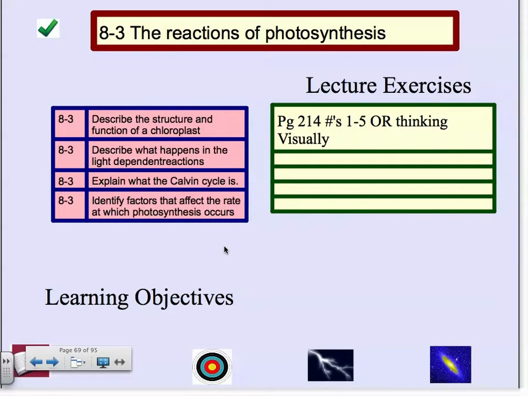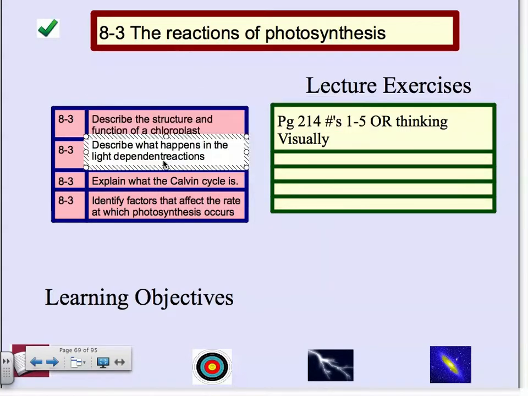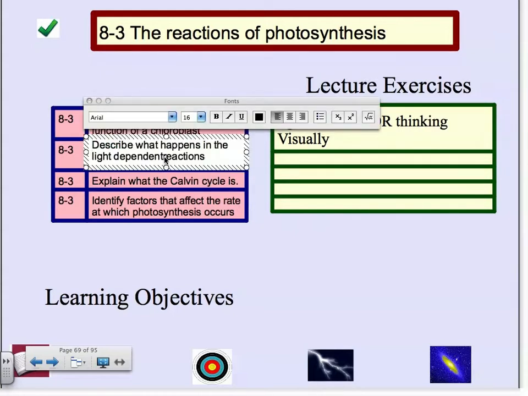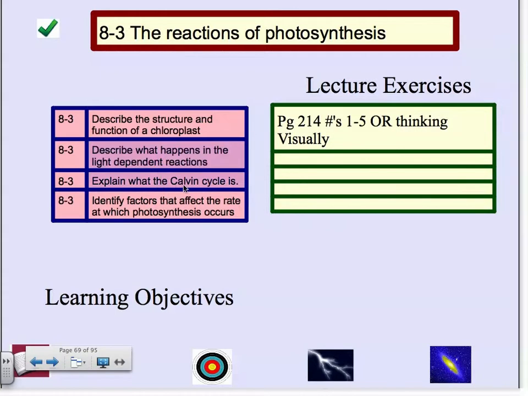Learn. Our goal is to describe the structure and function of the chloroplast. We also want to describe what happens in the light-dependent reactions. And we want to explain what the Calvin cycle is. Identify factors that affect the rate at which photosynthesis occurs.